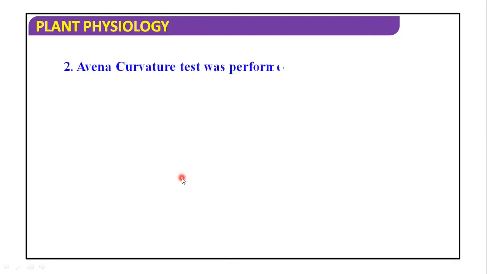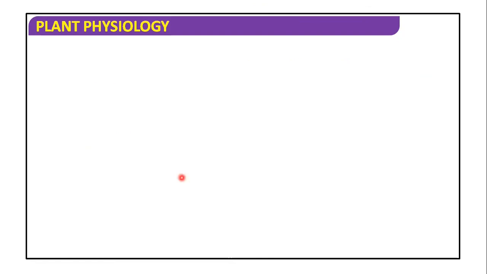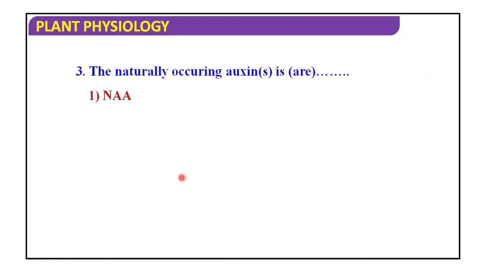Now, the Avena curvature test was performed for the discovery of gibberellins, auxins, cytokinins, or ethylene. The answer is auxins. The naturally occurring auxins are NAA, 2,4-D, IAA, or both 1 and 2. The answer is IAA.